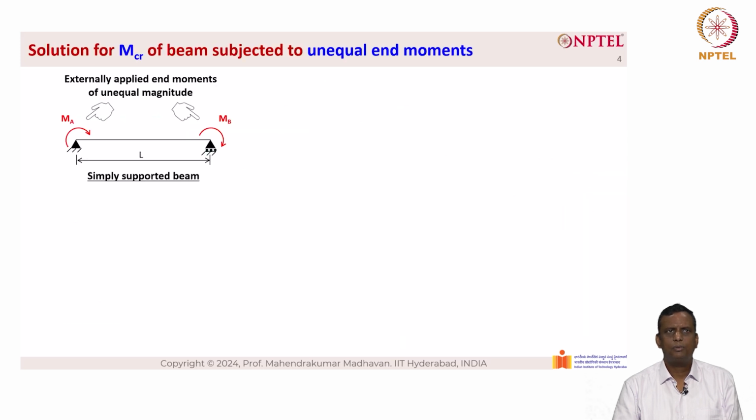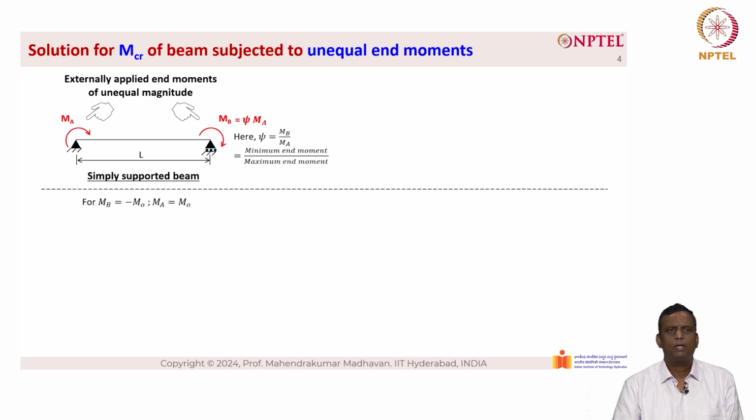So for a simply supported beam, externally applied end moments of unequal magnitude MA and MB can be defined as MB equal to psi into MA, where psi equal to MB by MA, where MB is given as the minimum end moment and MA is given as the maximum end moment. So for MB equal to minus M0, MA equal to M0, we have psi equal to minus 1.